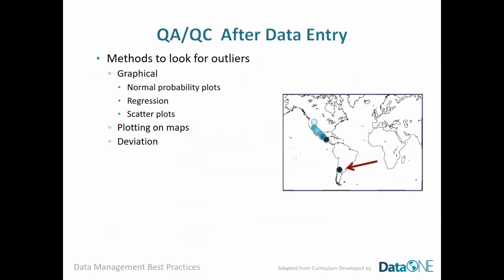Another method for identifying outliers is using statistics. You can look at the deviation of a value, which is the difference between the observed value and the mean of that variable. By subtracting values from the mean of the dataset, the presence of outliers or faulty data can become apparent.